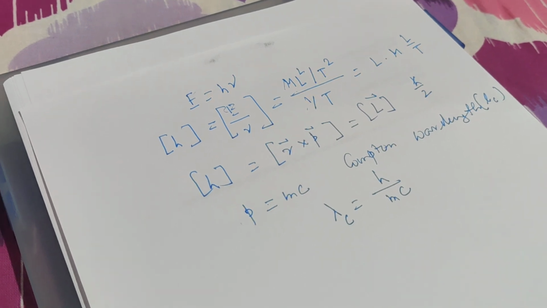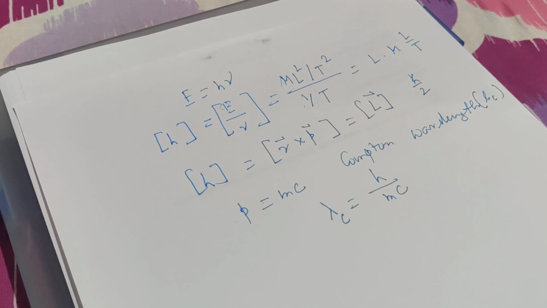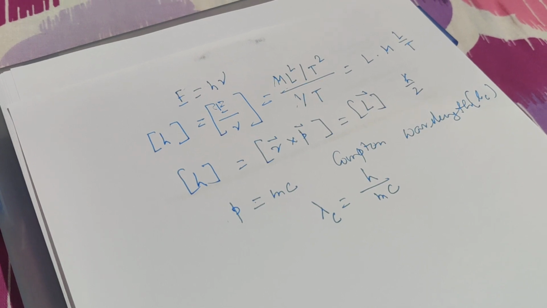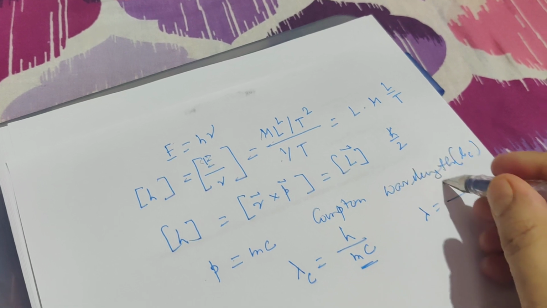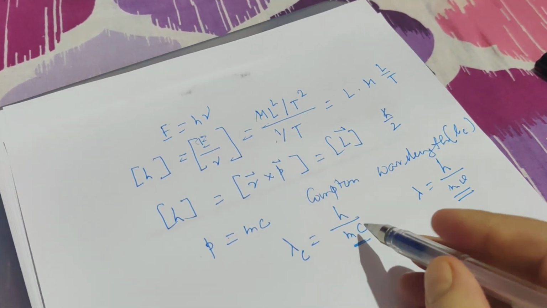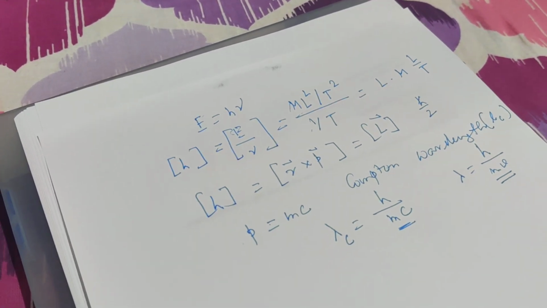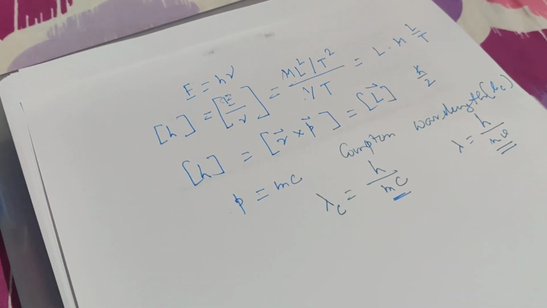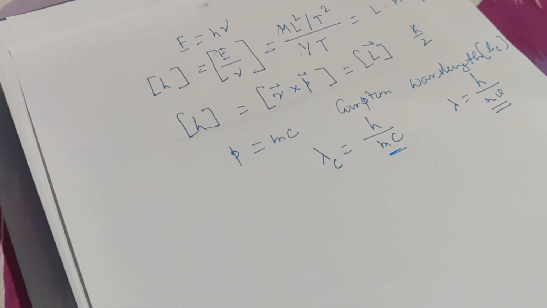It is very important to note that this length is independent of the velocity of the particle, and the de Broglie wavelength of the particle uses the true momentum of the particle, not mc. My de Broglie wavelength would be h upon mv, which is the true momentum, but in this case it is mc, not the true momentum of the particle. Thus the Compton and de Broglie wavelengths should not be confused. I repeat, the de Broglie and Compton wavelengths should not be confused.